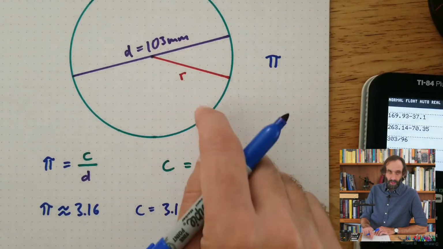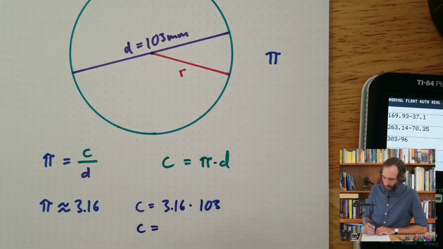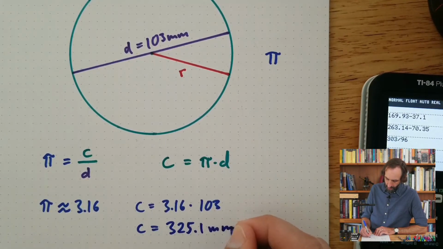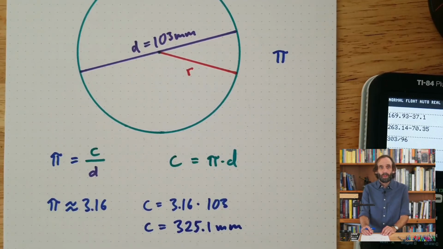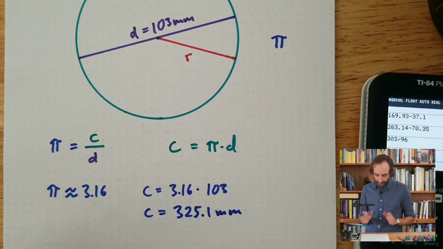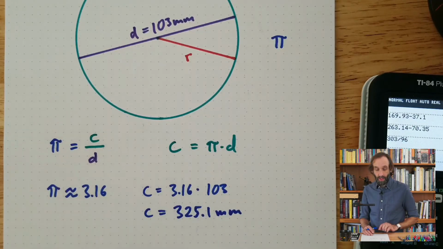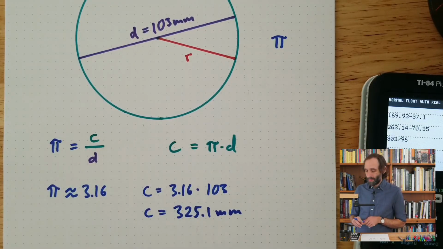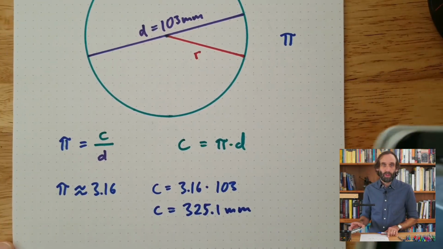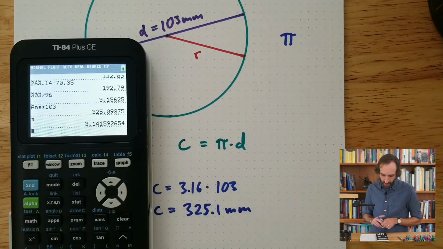So what that means is the circumference of this particular circle is more or less, rounded to the nearest tenth of a millimeter, 325.1 millimeters. Okay, so that is how we measure the circumference of a circle. We go ahead and define the ratio pi to be circumference to diameter, and then we calculate it, or, as you probably know, you could also look it up. I'll go ahead and look it up with my calculator here by just typing pi in and hitting enter.